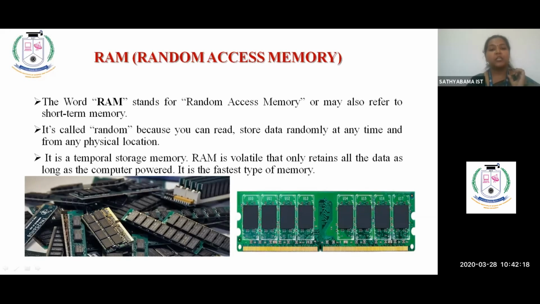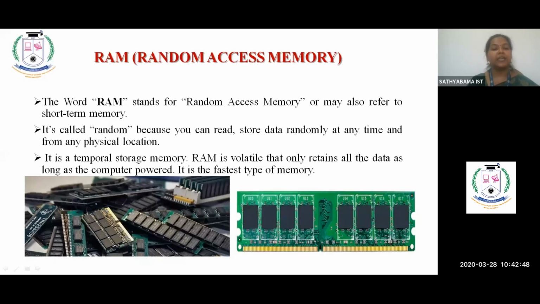And here, you can store and read data randomly at any time as well as in any physical location. RAM is said to be volatile because it can retain all the data only as long as the computer power is on. If the power gets immediately discarded, the data will be completely vanished away. It is one of the fastest types of memory. And these are the images which I have displayed about the RAM in the slide.